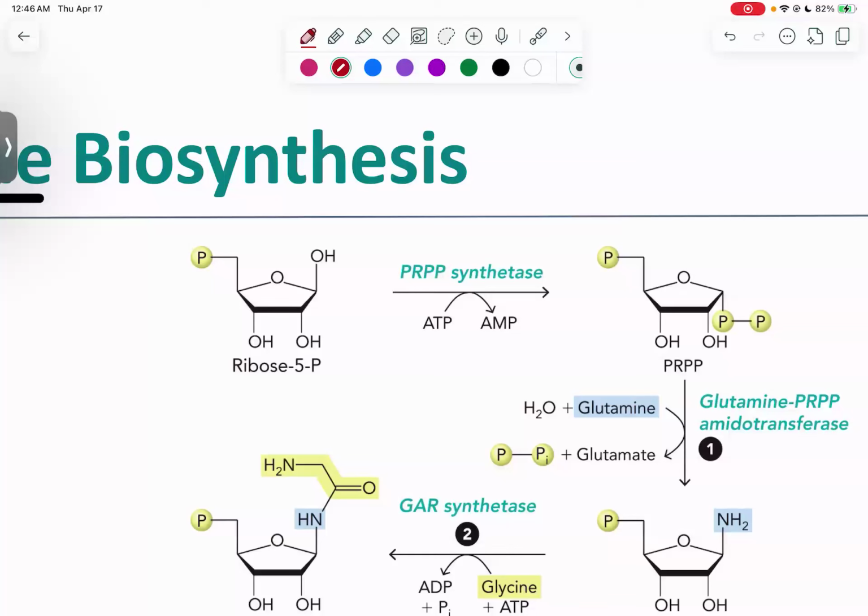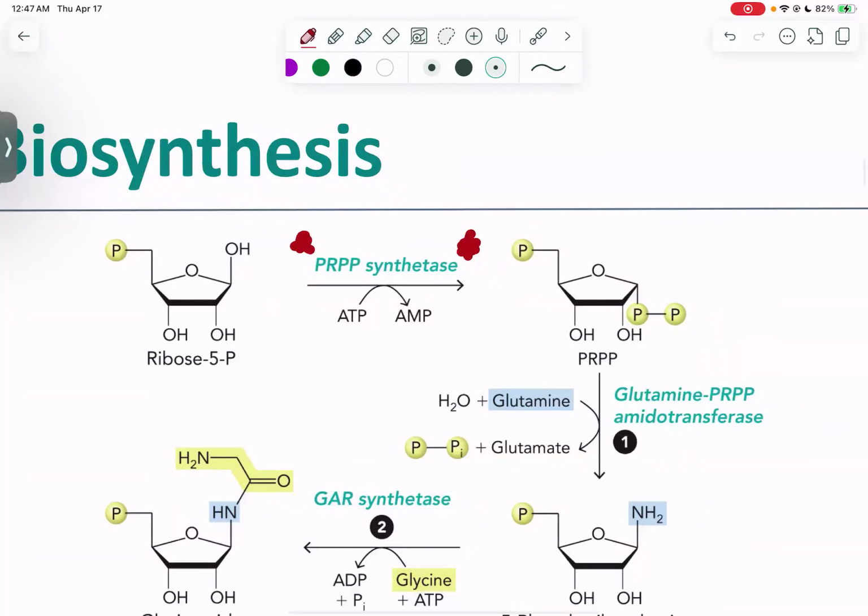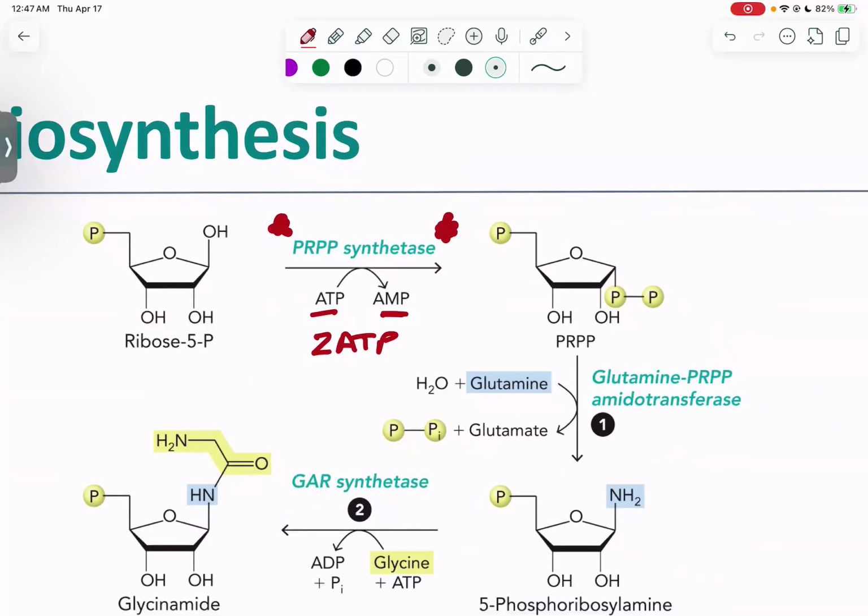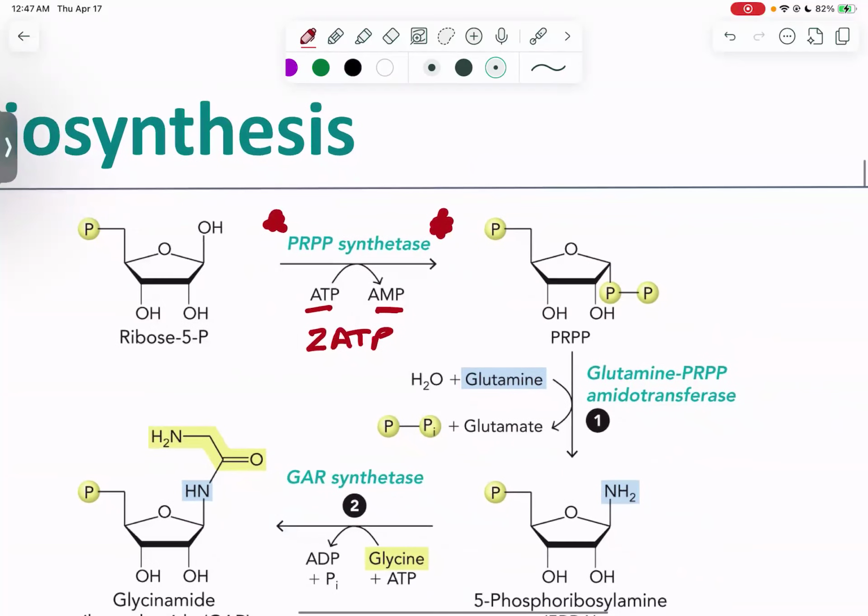So we're going to start with ribose 5-phosphate, and we already talked about this step, right? We said this is a very, very important enzyme. This enzyme is PRPP synthetase. So it takes our ribose 5-phosphate, and it's going to take some ATP because we're doing a pyrophosphate. So this is going to actually take 2 ATP molecules to do. Okay, so we now have PRPP.